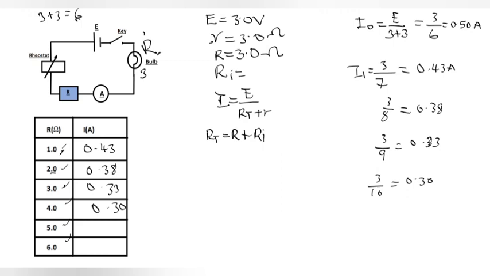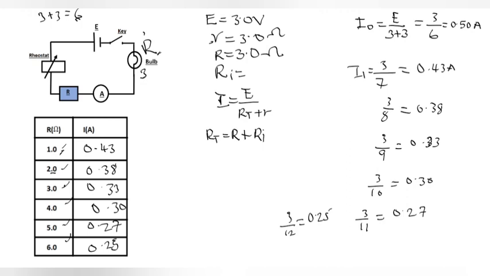Then for I5, I'm going to add 5 to 6. That's going to give me 11. So I'm going to have 3 divided by 11. That is equal to 0.27 approximately. Then the next one, I'm going to add 6 to 6, that's 12. So I'm going to have 3 divided by 12, that's going to be equal to 0.25. So this is my table.